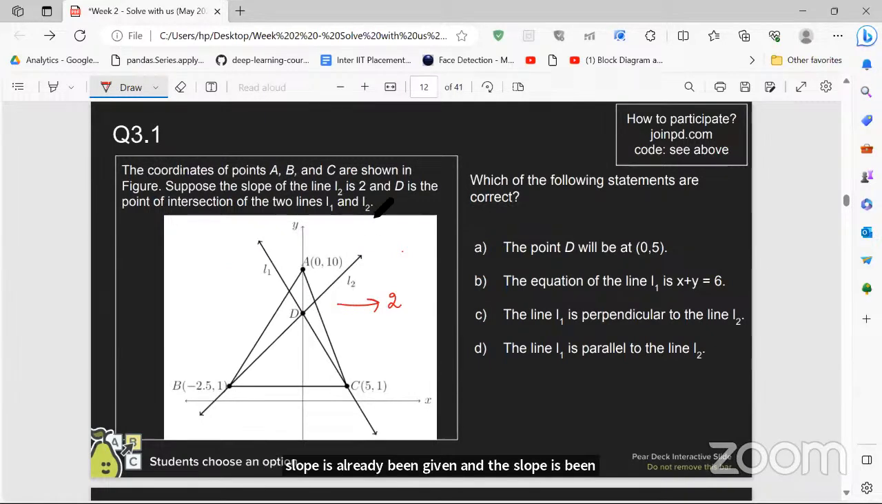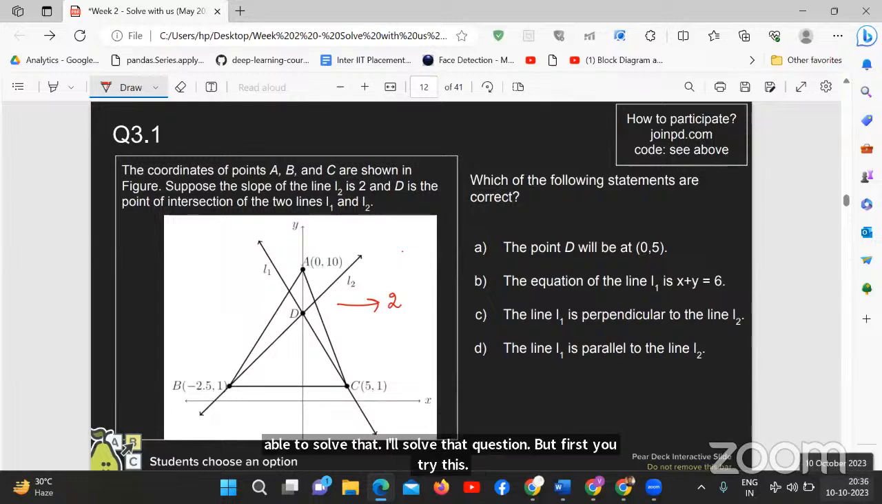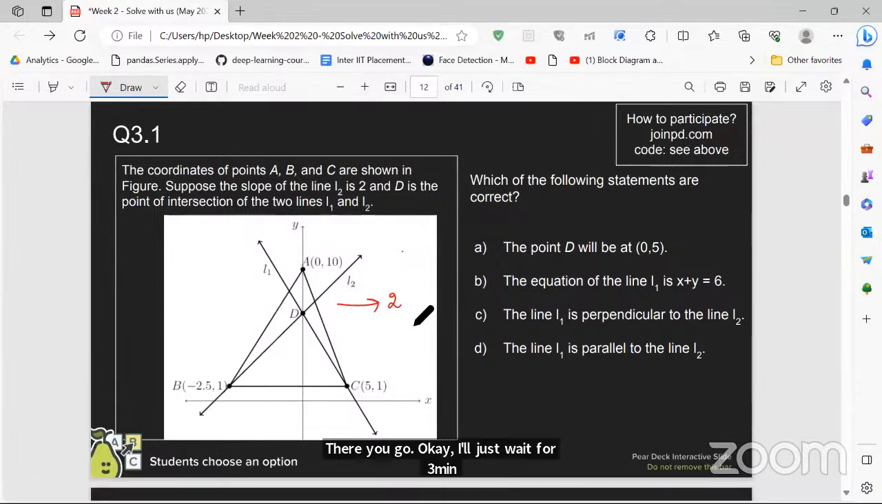Now you have to say which of the following is correct, and nobody should speak out. You just have to type it in the chat box. If anybody has any problem, you can ask me in which of the options you are not able to solve, and I'll solve that question. But first you try this. I'm giving you 2-3 minutes. It's 8:36. I'll wait for 3 minutes, and after 8:39 I'll start solving this.